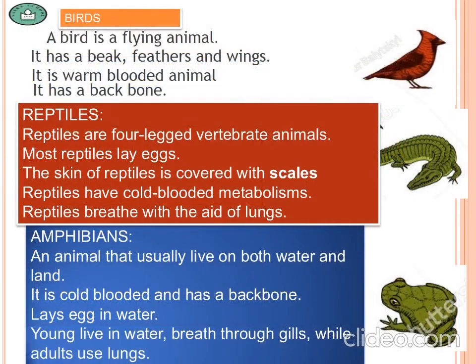Now, birds, the most beautiful creature. A bird is a flying animal. Some birds are also flightless. They have a beak, feathers and wings. They are warm-blooded animals.